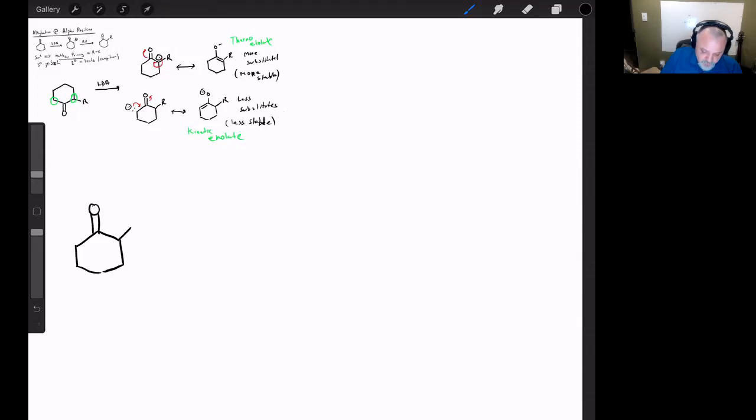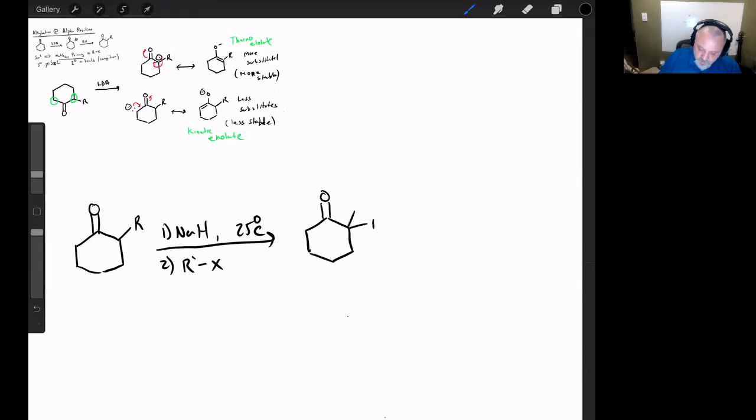If I use a non-sterically hindered base like sodium hydride, and I do this at elevated temperatures, room temperature is fine, then I'm going to end up with the thermodynamic enolate because the base is small, so it can get in there, overcomes my steric issues, and I'm going to end up with the thermodynamic product.